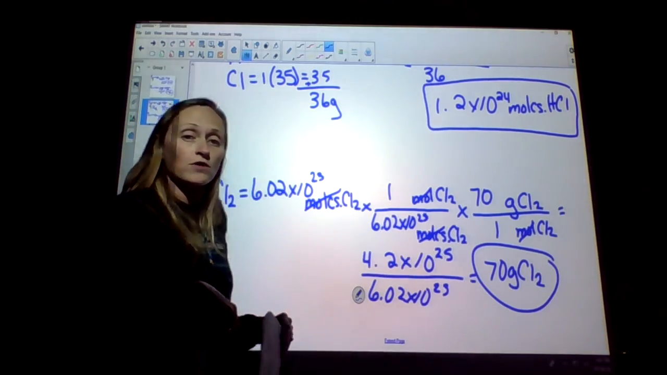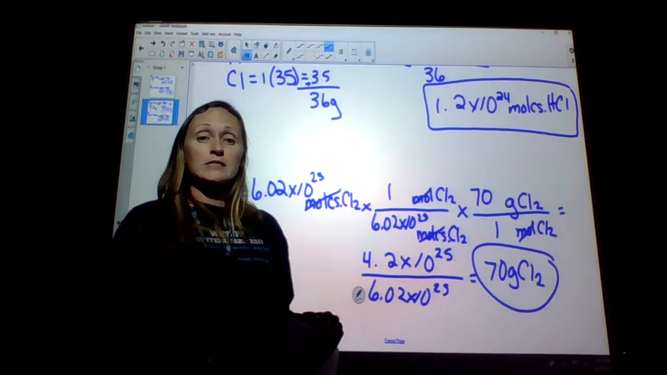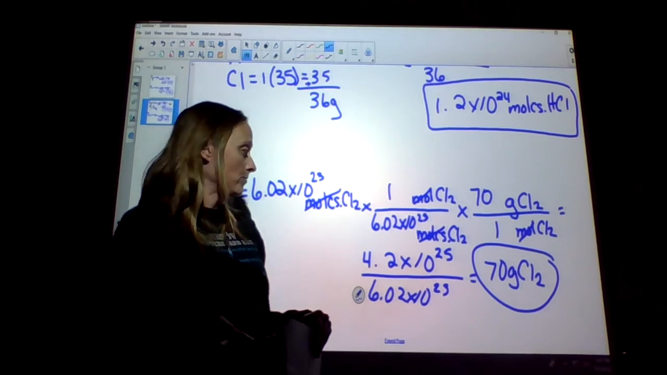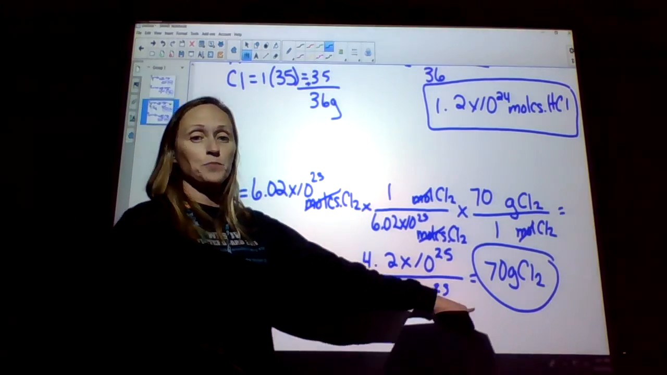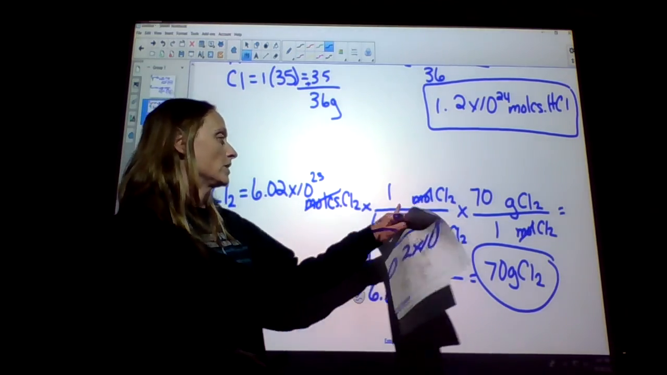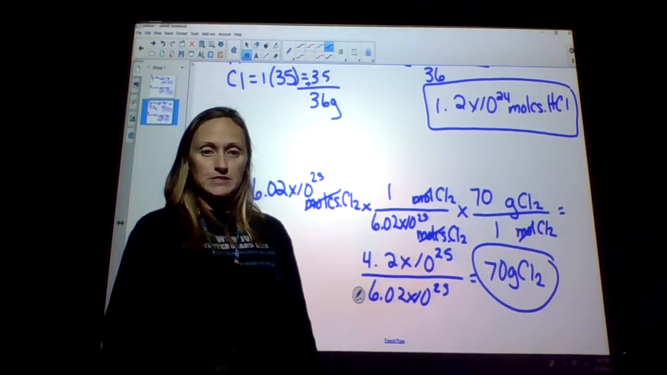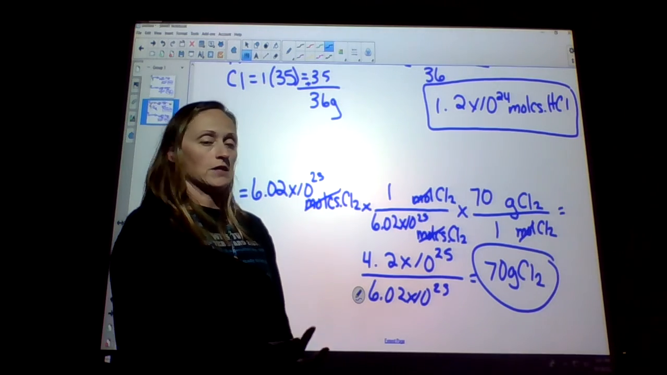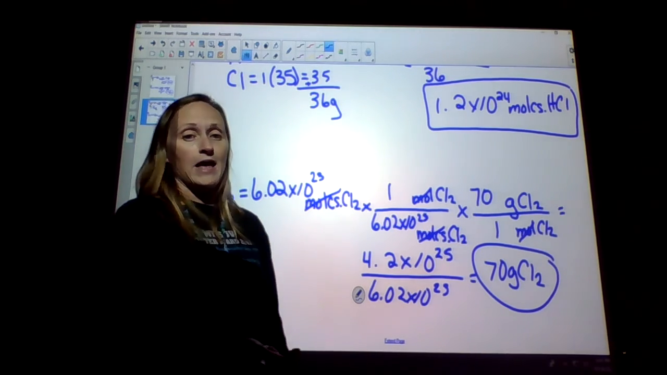Just like the other set of problems, it's 3 points each: work, answer, label. Make sure that when you set up your problems you're including your units, and you're also including your substances or your formulas within the problem and in your answer.